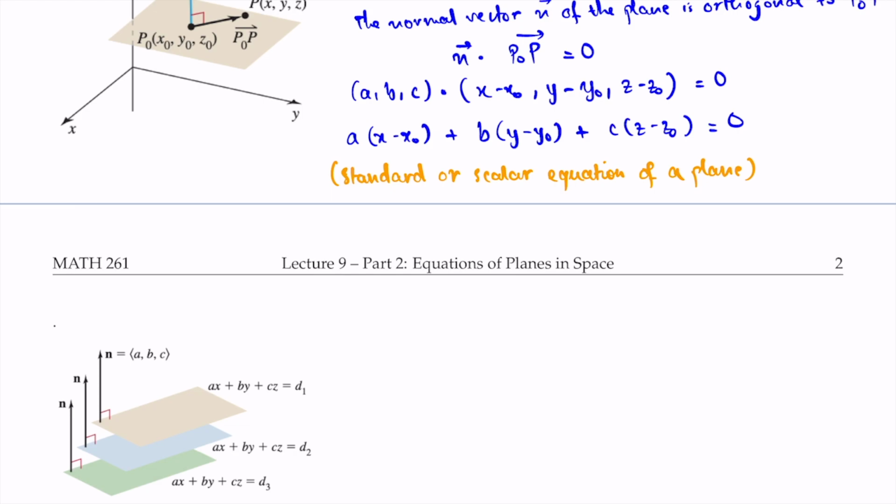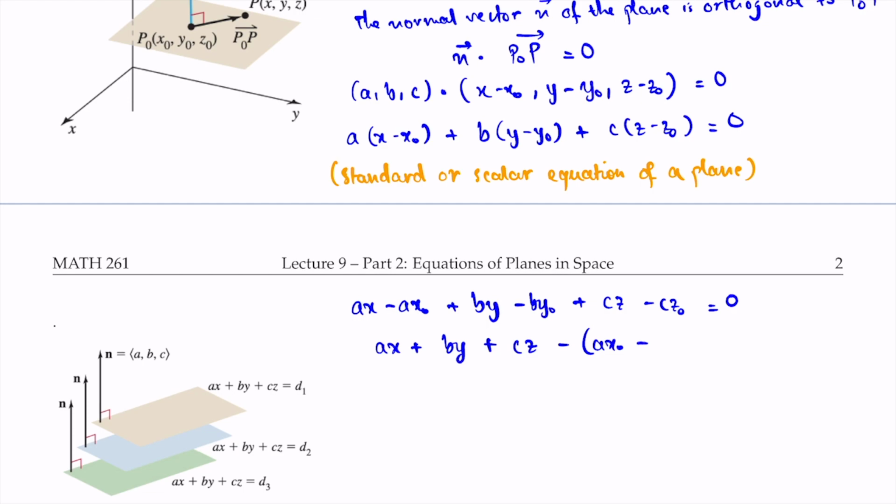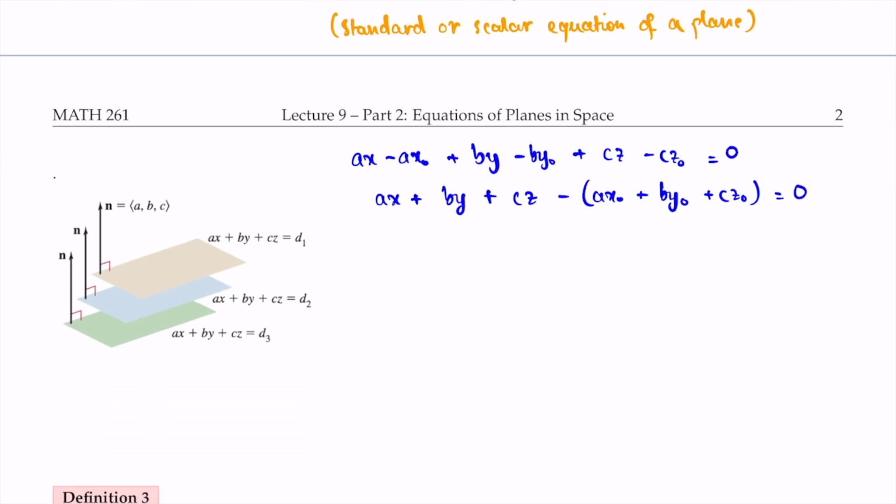Now, in addition to that, you can distribute a into the parenthesis, b into the parenthesis, and c into the parenthesis. We got ax minus ax0 plus by minus by0 plus cz minus cz0 equal to 0. And I'm going to group ax plus by plus cz together, and minus ax0 minus by0 minus cz0 together, with the negative as a common factor.